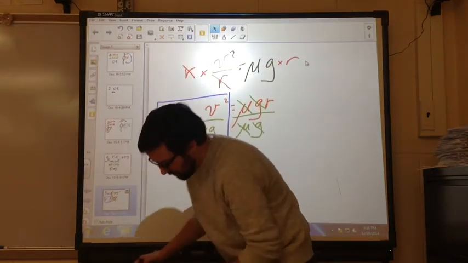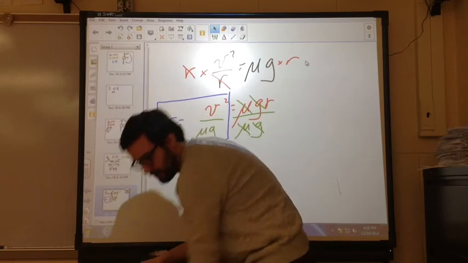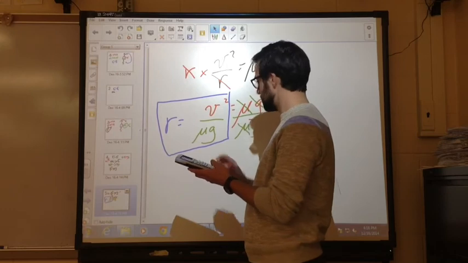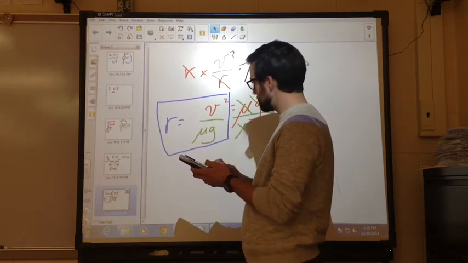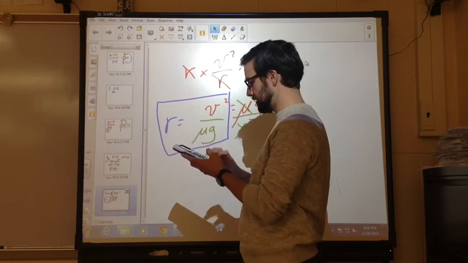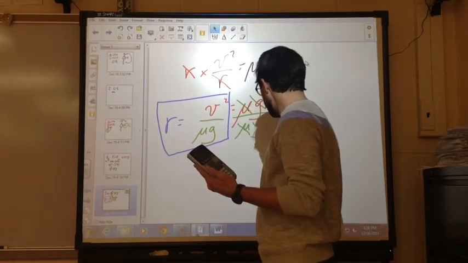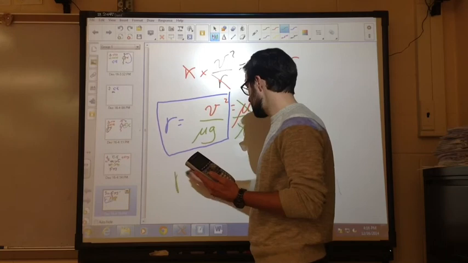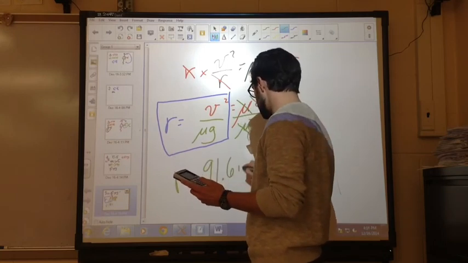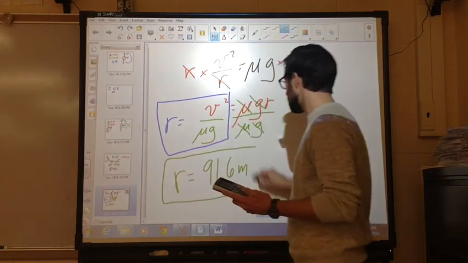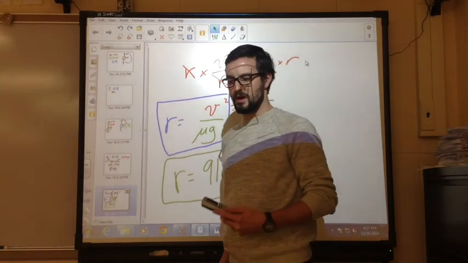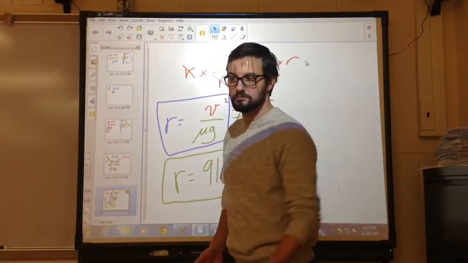So in this case, you do the math, you should find that the answer is 91.6 meters. So 25.6 squared divided by the quantity 0.73 times 9.8. And hey, lo and behold, the radius has to be a minimum of 91.6 meters. That's a huge circle because it's a really fast speed. Drive slower than that. So that's number 1. Sounds good?